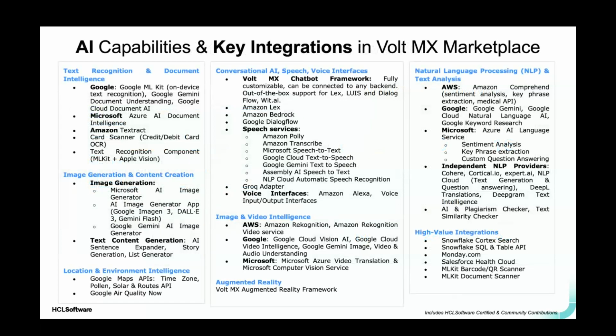So at a high level, the AI ecosystem brings together a broad set of intelligent capabilities that teams can easily build on. So we have, for document and text intelligence, the marketplace offers assets that help extract, analyze, and understand information from documents and images. For generative AI and content creation, it includes support for image generation, along with components for text expansion, story generation, and creating structured content.